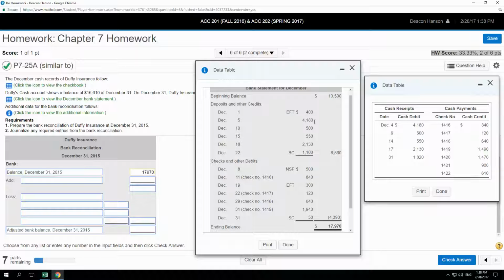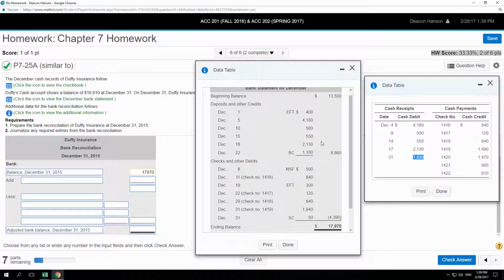I come over here to the bank and it's sitting there, so I can check that off. If you were doing it with a pencil, you could put a little check mark saying, what I have in my book records is on my bank statement, $4,180. I got another $500 here on the 9th. It cleared a day later, but it's still the same 500. Check that off. I got 550. The bank shows 550. I got 2,130 on the 17th. It cleared the bank on the 18th, 2,130. On the 31st, I got 1,820.